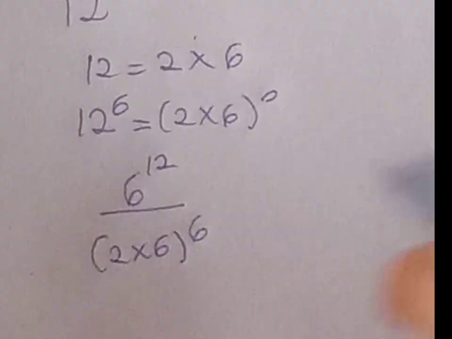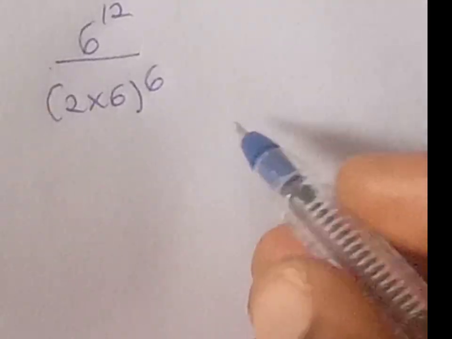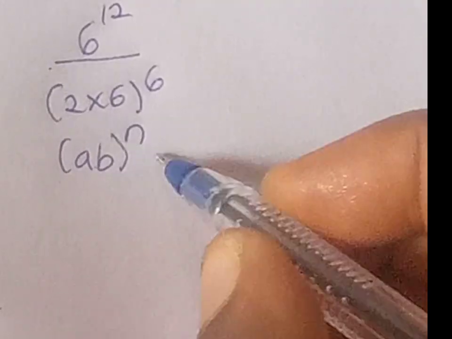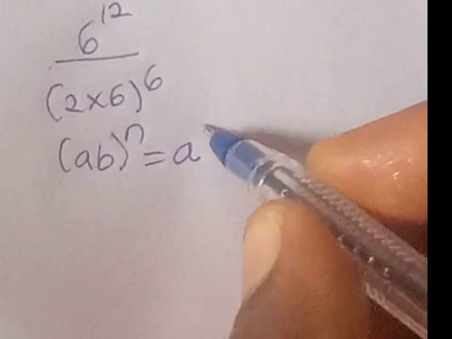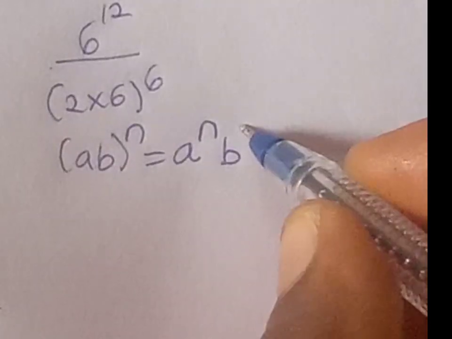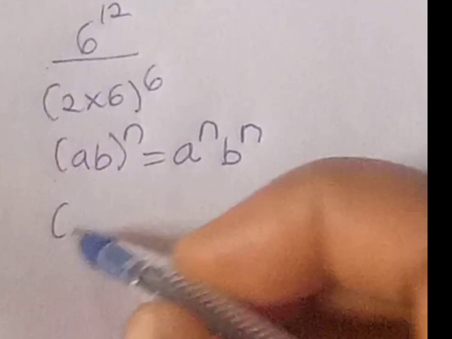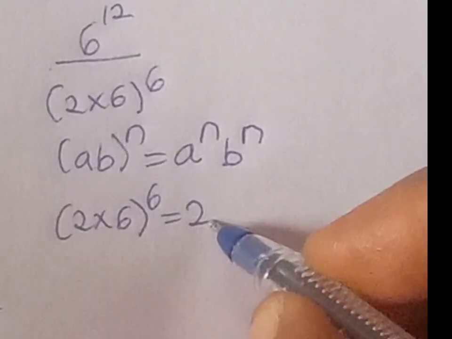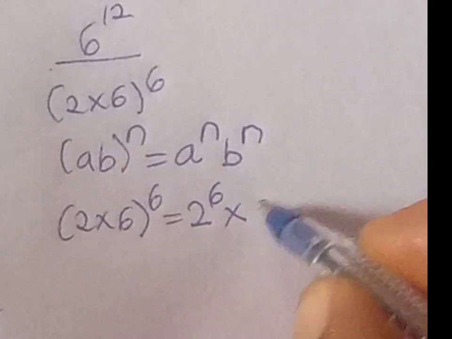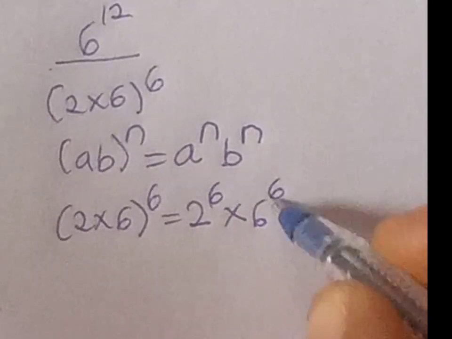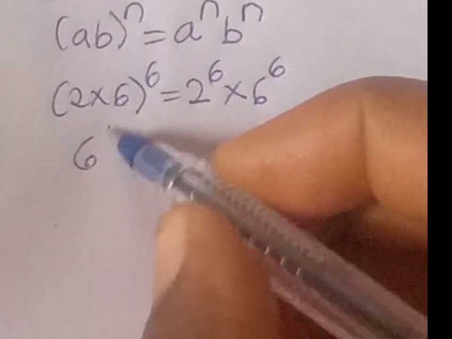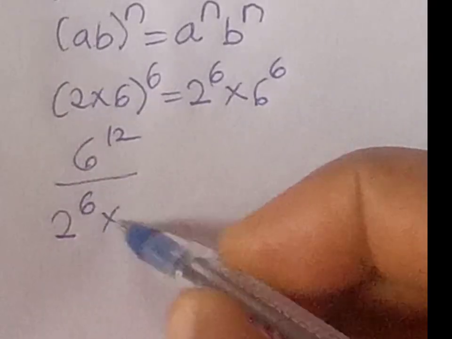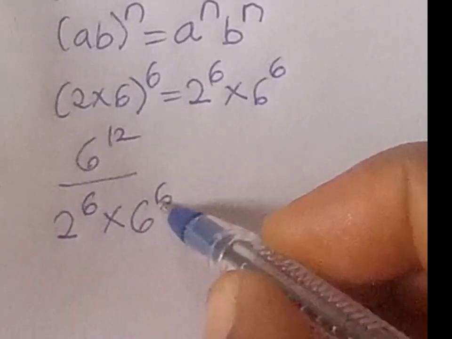Now, let's apply the power rule, which says a times b raised to the power of n equals a raised to the power of n times b raised to the power of n. So 2 times 6 raised to the power of 6 will give us 2 raised to the power of 6 times 6 raised to the power of 6. Therefore, we have 6 raised to the power of 12 divided by 2 raised to the power of 6 times 6 raised to the power of 6.